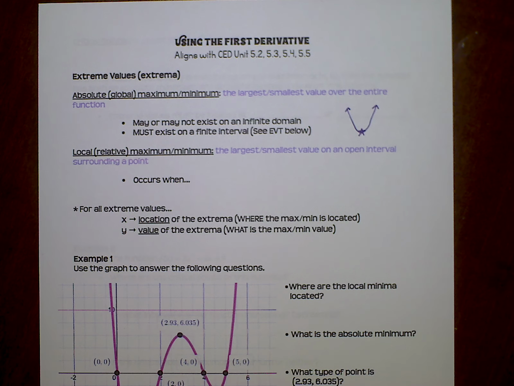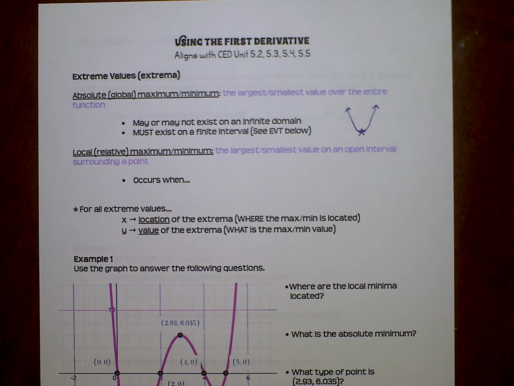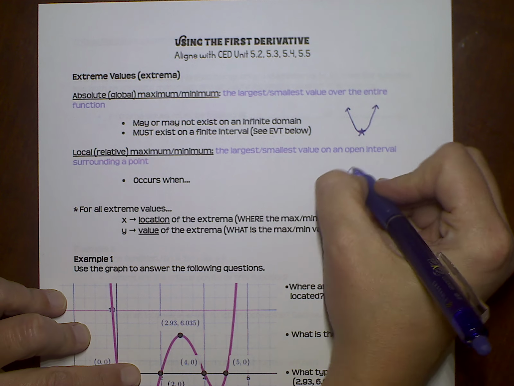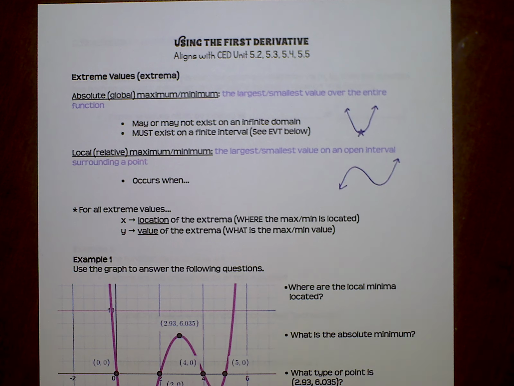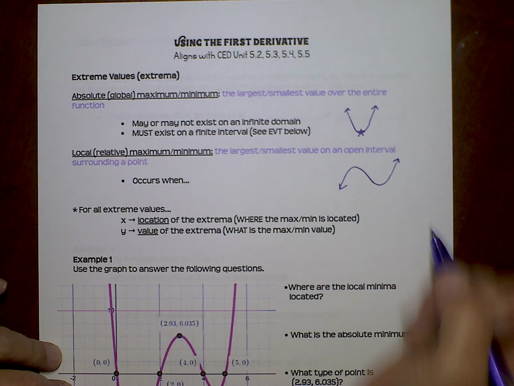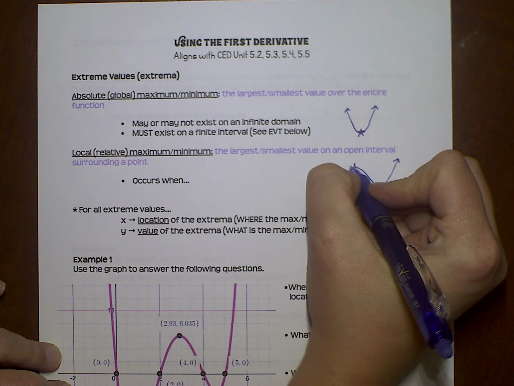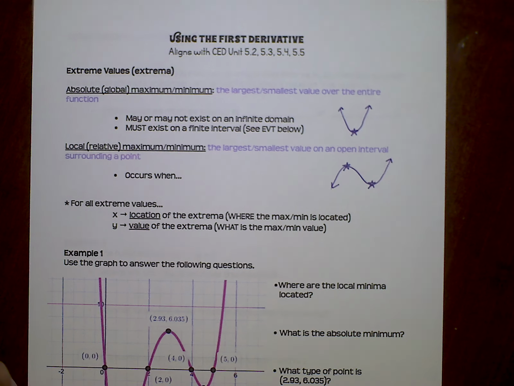And then we have our local or our relative maximum and minimum, which those words are used kind of interchangeably. And these are where you have bumps in your graph. These are where you have a change in direction. So thinking about something like this, this graph does not have an absolute max or an absolute min because it goes up forever and goes down forever, but it would have a local max here and it would have a local min here, or a relative max and relative min, okay?